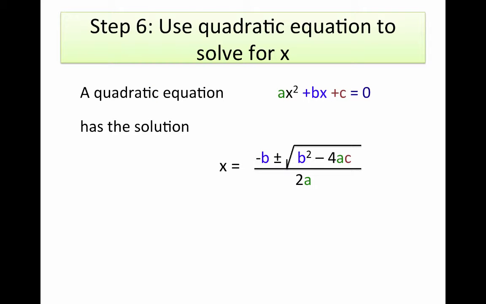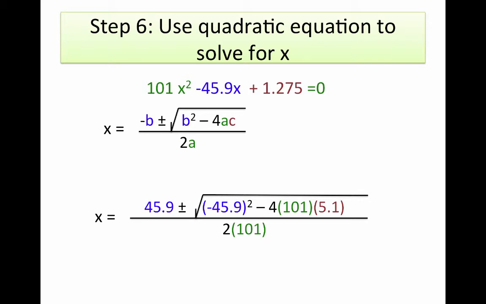What the quadratic equation says is that if you have a quadratic equation of the form ax squared plus bx plus c equals 0, it's going to have two solutions: x equals minus b plus or minus the square root of b squared minus 4ac, divided by 2a. You end up with two solutions because you have to do negative b plus the square root of b squared minus 4ac over 2a, and negative b minus the square root of b squared minus 4ac over 2a. We're going to use that to solve for x.